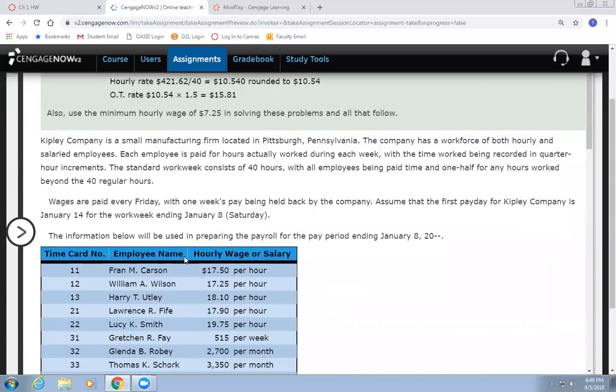So it says Kipley Company is a small manufacturing firm located in Pittsburgh, Pennsylvania. We have hourly and salaried employees. Each employee is paid for hours actually worked during each week. So that means they're all non-exempt. And time work is recorded in quarter-hour increments. Okay. Standard work week is 40 hours. All employees get paid time and a half for any hours beyond 40. Okay.